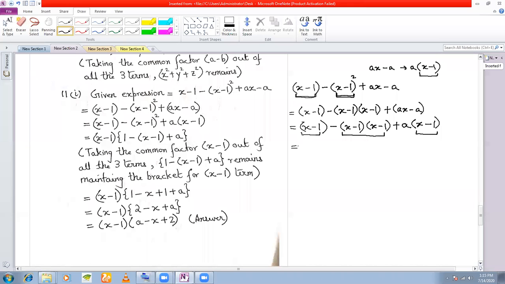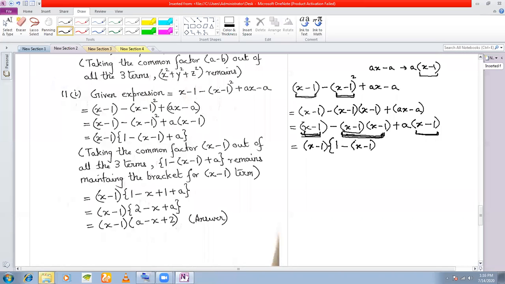Okay. So now I can take out x minus 1 from all the three terms. This x minus 1 I can take out, x minus 1 I can take out from here, and x minus 1 I can take out from here. If I am taking out x minus 1 from this, I'm only left with 1, isn't it? From x minus 1, if I take out x minus 1, I'm only left with 1 minus. And from this repeated factor, x minus 1 into x minus 1, if I take out just one x minus 1, I'm left with x minus 1.